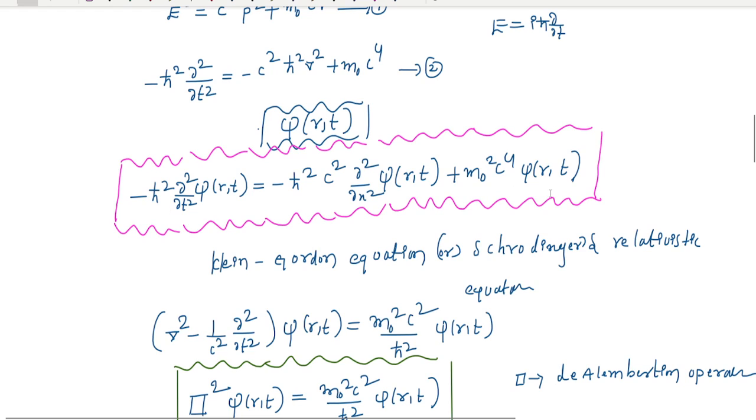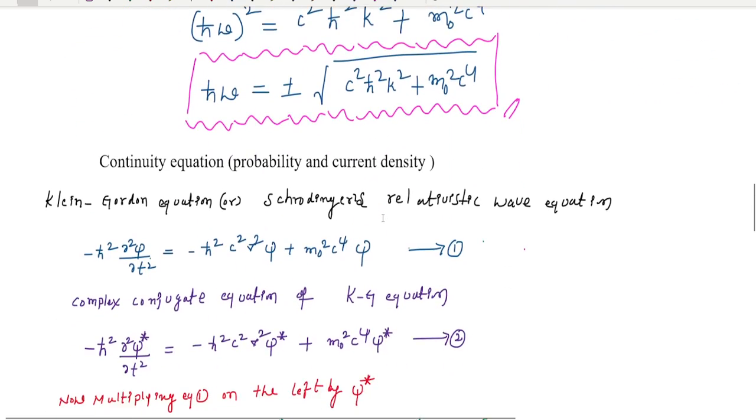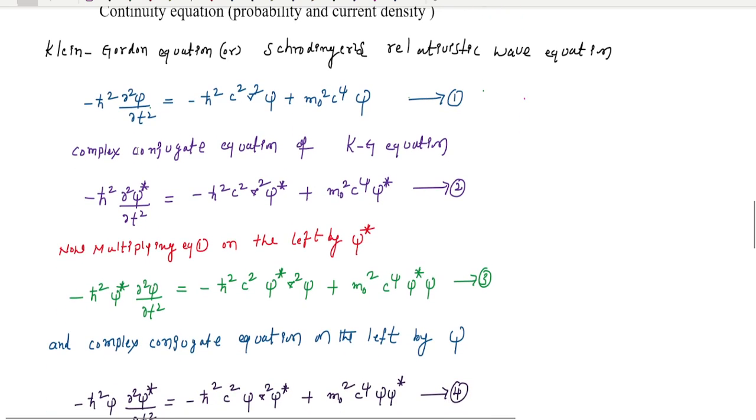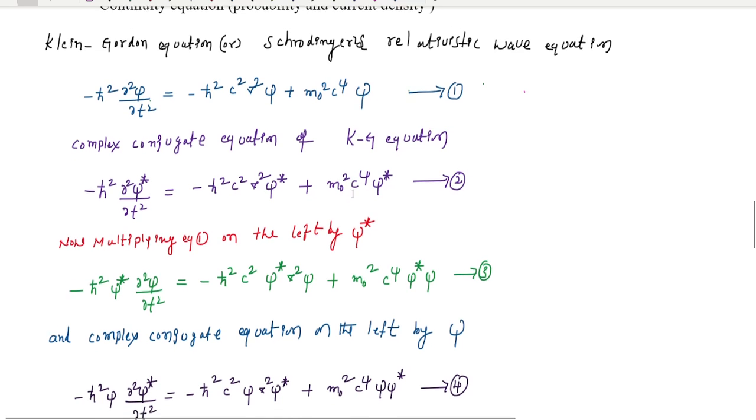So here we are going to derive the continuity equation from this Schrodinger relativistic wave equation. First, we need to write the Schrodinger relativistic wave equation, that is equation number 1. Then make this equation a complex conjugate. So the complex conjugate of this equation is minus h cross square dou square psi complex divided by dou t square equal to minus h cross square c square del square psi complex plus m naught square c power 4 psi complex. This is the complex conjugate of the Klein-Gordon wave equation.